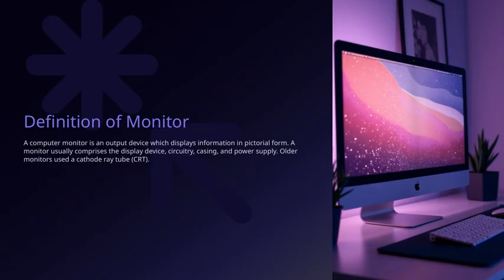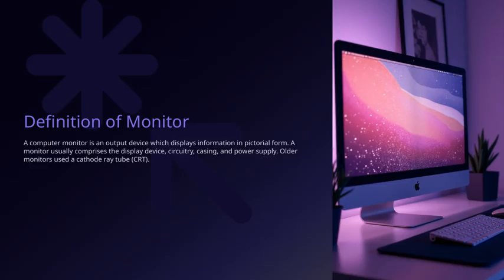Let's talk about what a monitor actually is. A computer monitor is an output device, which means it's what we use to see the information our computer is processing. Think of it as the window through which we view everything happening inside the computer. It displays information in pictorial form, so instead of just text, we see images, videos, graphs, and more. A typical monitor usually includes several key components: the display device itself, the circuitry that controls what's shown, the casing that houses everything, and a power supply to keep it running.